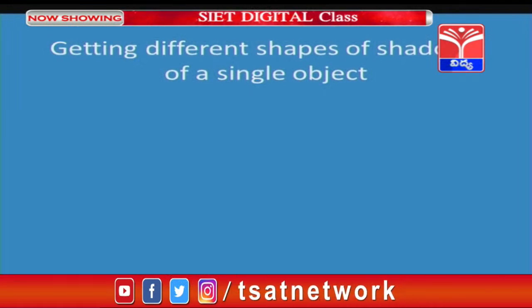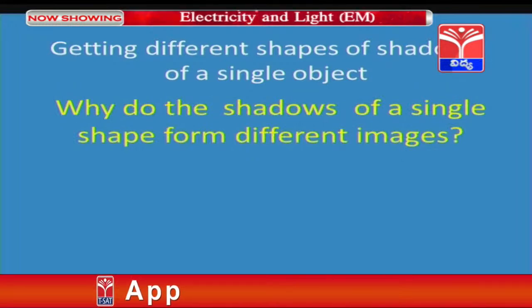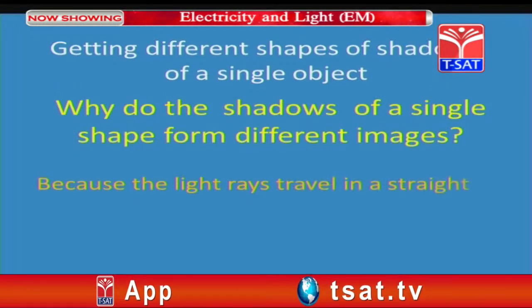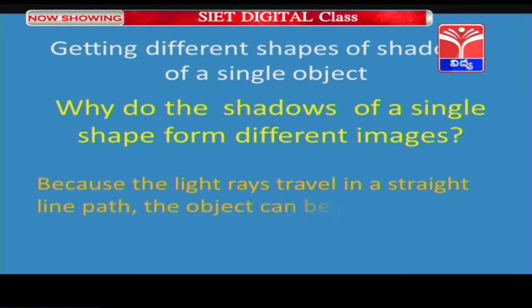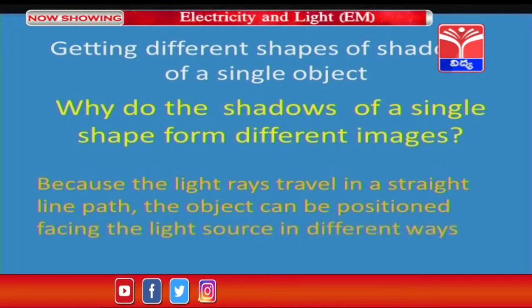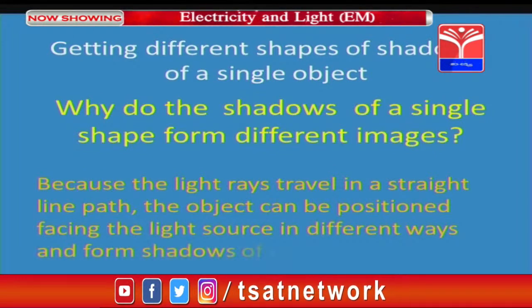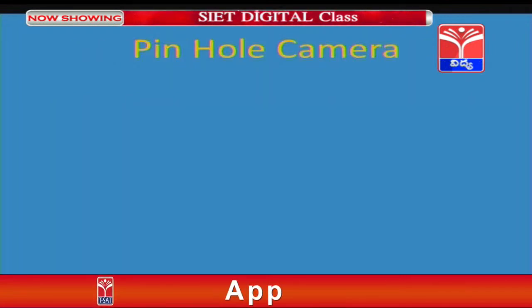Getting different shapes of shadows of a single object. Why do the shadows of a single object form different images? Because the light rays travel in a straight line path. The object can be positioned facing the light source in different ways and form shadows of different shapes.